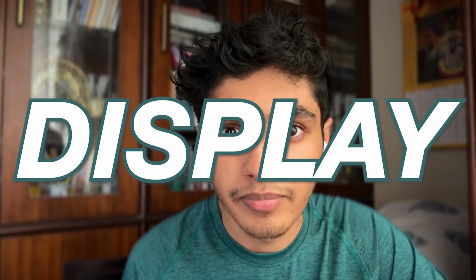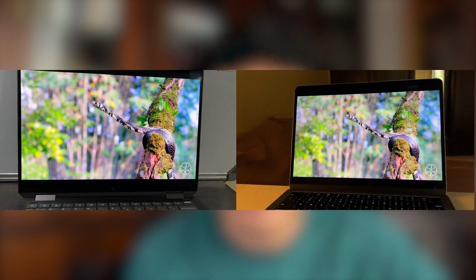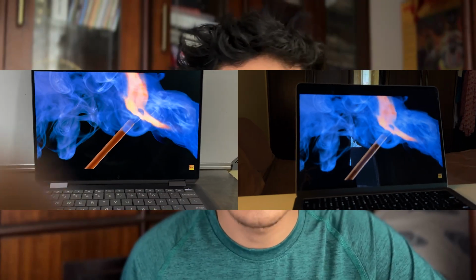The fifth parameter is a very important parameter, and that's the display. Atharv's laptop came with a 120Hz OLED display with touchscreen and pen support. My laptop, on the other hand, came with an LCD Retina display with a notch. Atharv's laptop did not have a notch.